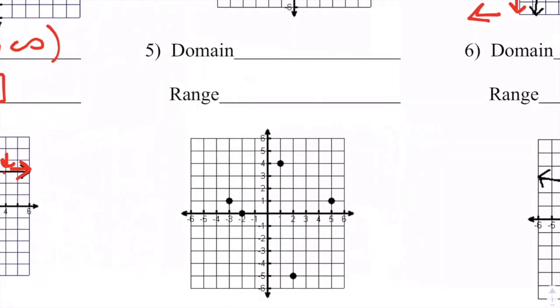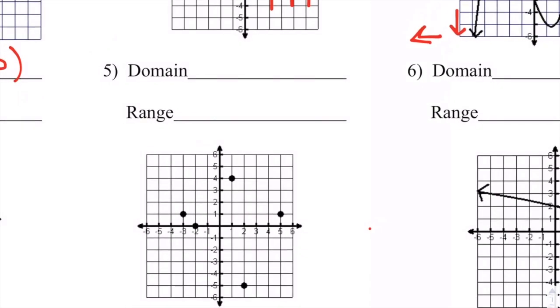If we go to number 5 here, we have points to represent our relation. And so we're going to represent these points in the domain by using brackets because they're included points, and we're going to use unions to include all of the different points. So the first x value that is included is right here at -3. So we're going to do a bracket with -3. Now the next one is over here at -2.